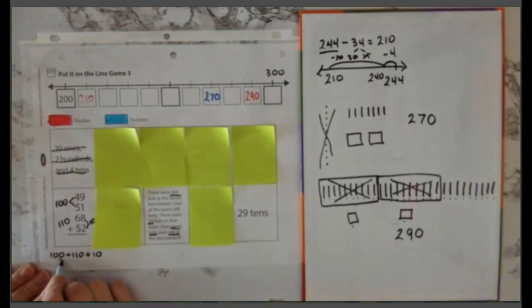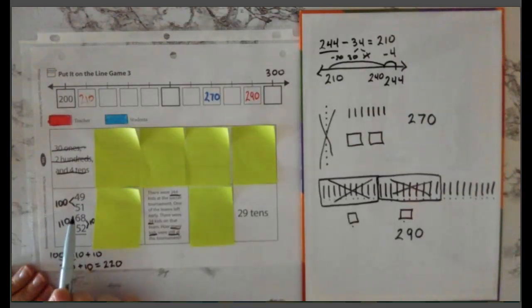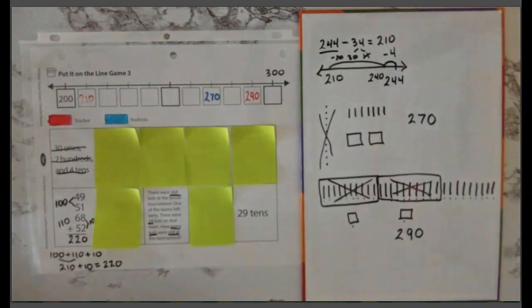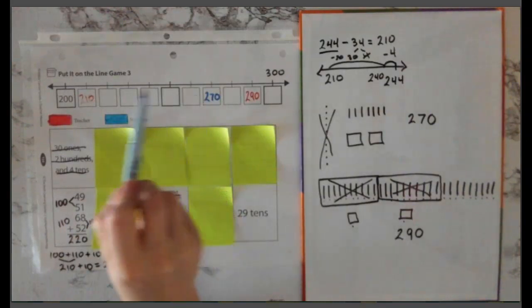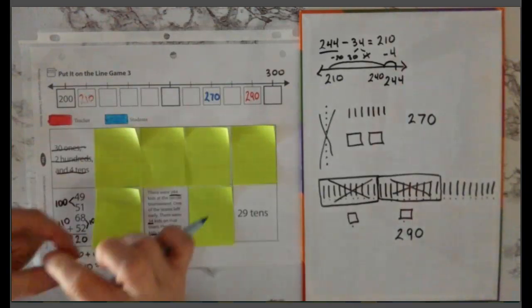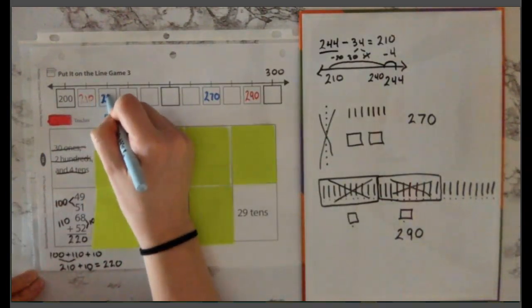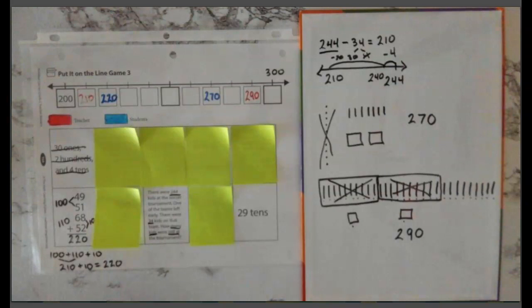Well, I know 100 plus 110 would just be 210. 210 plus 10 would be 220. So 49 plus 51 plus 68 plus 52 is 220. Let's put that on the line. Should that be closer to 270 or closer to 210? If you're thinking closer to 210, show a connection. That's good thinking. 220 is 10 more than 210.